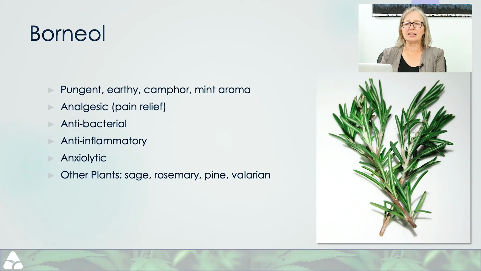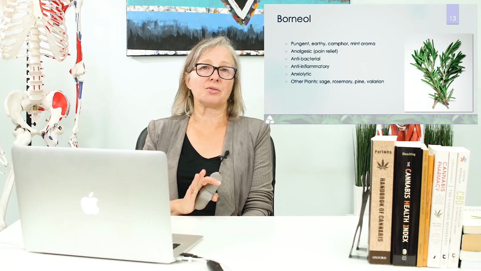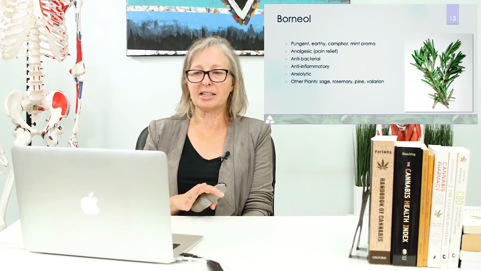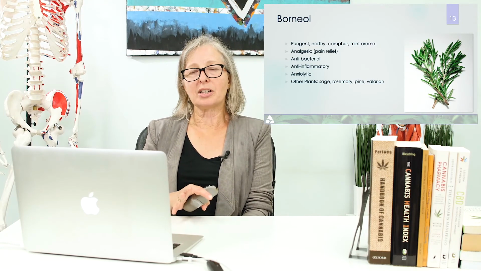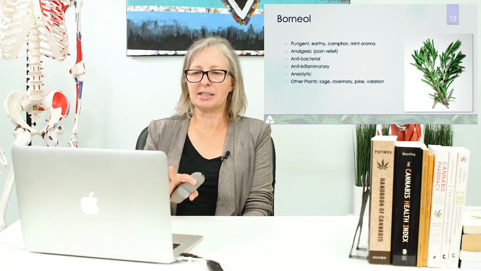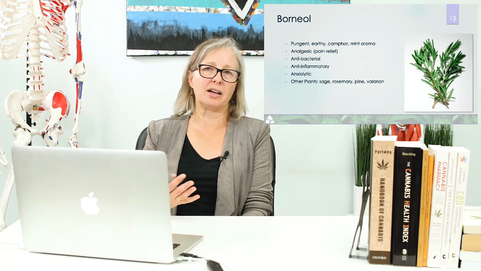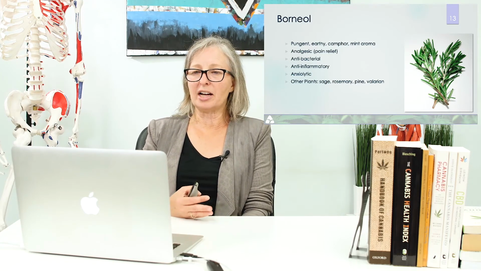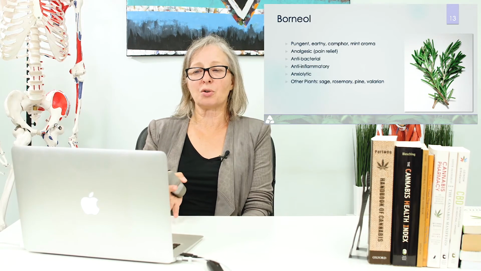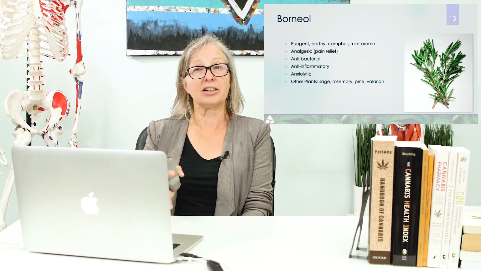Our next one we'll look at is borneol. This is quite a pungent, kind of an earthy, minty aroma, or that kind of more strong, almost minty smell of camphor. This is a great analgesic, really good at pain relief. It's antibacterial, also anti-inflammatory, not as strong as the caryophyllene, but it does have anti-inflammatory properties. And anxiolytic, again, helps with anxiety as well. We also find borneol in sage, rosemary, pine, and valerian.